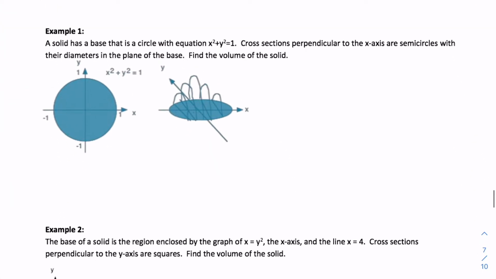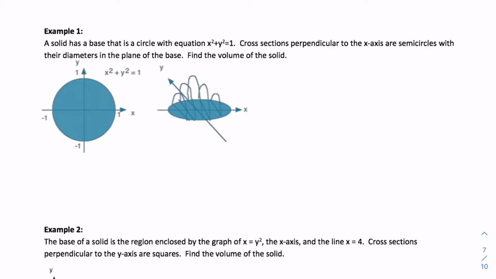Let's look at example 1. A solid has a base that is a circle. So this is the base we are integrating on. The equation of the circle is given by x squared plus y squared equals 1. And the cross-sections perpendicular to the x-axis are semicircles. So there will be a semicircle here if you look at the picture. Each cross-section is a semicircle with its diameter in the plane. So the diameter is given by, this is our base. Find the volume of the solid.